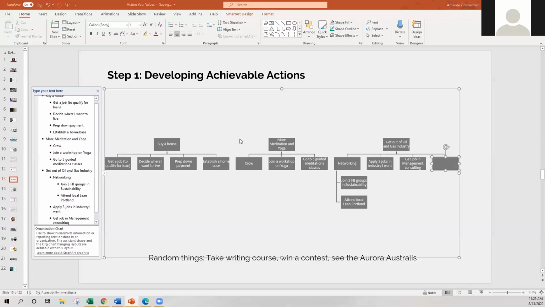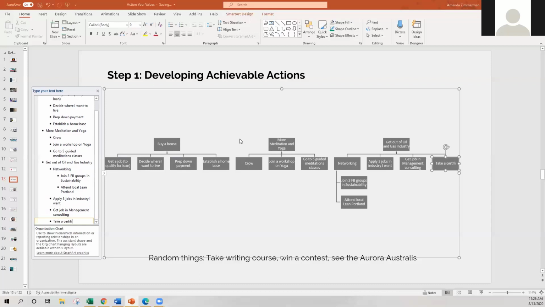One of the other things that we could do: take a certification. So get a sustainability certification, or eventually what I ended up getting was an agile certification as well. So you can look up some of the certifications in that area. Now we're in yes and, so we're not saying we're going to do all these things. These are just ideas of things that we could do.